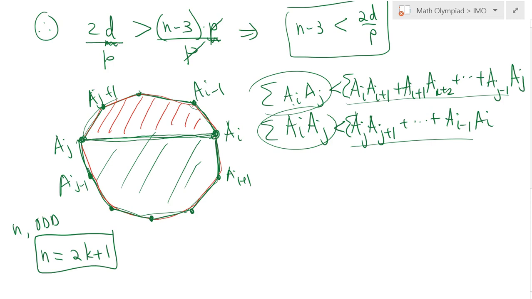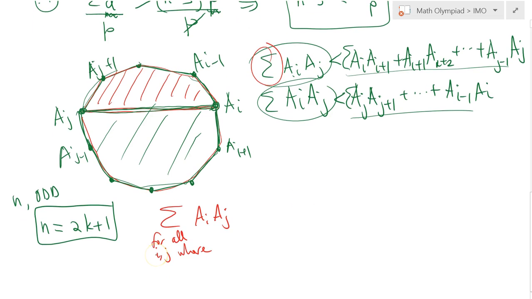But it will change, right? So I will do the summation over all of them. I'm basically giving an orientation to each diagonal in that sense. Does that make sense? So when I sum across all a sub i a sub j, for all i, j where you get a diagonal, I don't want i and j to be consecutive, so i is not equal to j plus or minus 1, in mod n. Does that make sense?